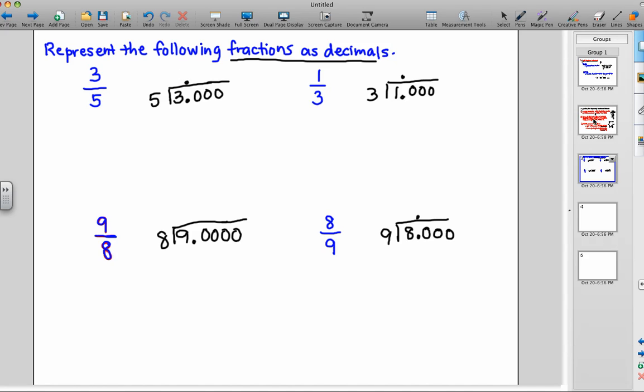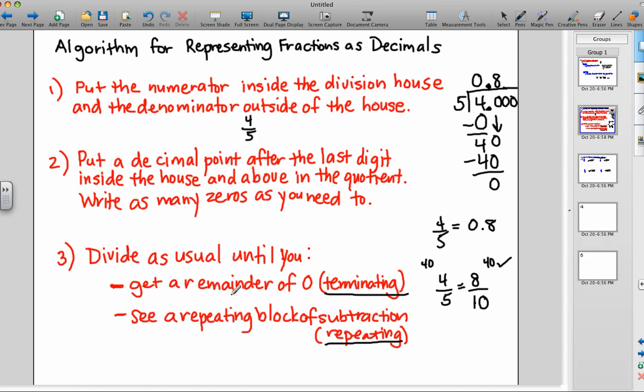We're going to keep on going until we get a remainder of 0 or until we see a repeating block of subtraction. And what that means is something like this. We'll see something where we're repeatedly seeing a subtraction. Repeated block of subtraction is happening. 10 minus 9. Okay? Alright, let's keep on going.